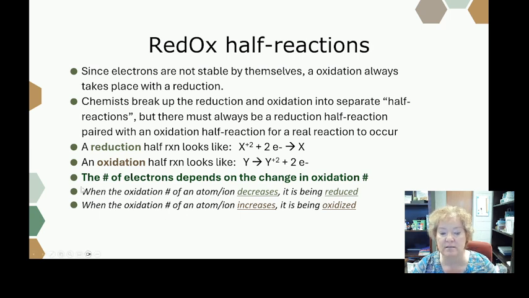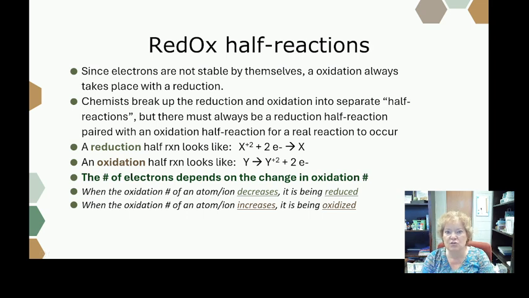So a reduction half reaction is a gain of electrons. It'll be some probably positively charged ion that is going to gain electrons and become neutral. In an oxidation half reaction, we have a neutral element that is going to lose electrons and become a cation. So this would happen with my metals. It could also look like a negative ion losing its electron and becoming neutral, which would also classify as an oxidation. We don't see that very often.